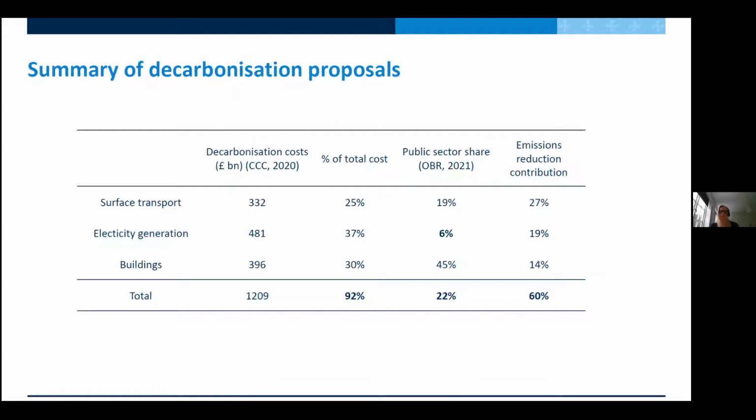In summary, these three sectors I showed you account for around 60% of emission reductions, but over 90% of the costs. The current assumption is the government will fund around 22% of this cost, but this is not yet policy. And in particular, the current assumption that government will only fund 6% of the required investment in energy is quite worrying.